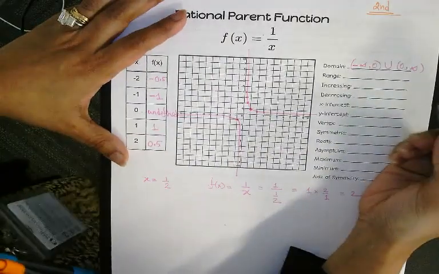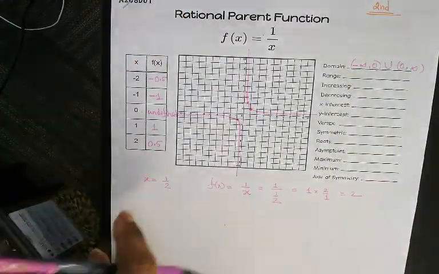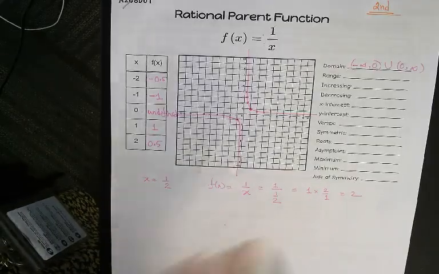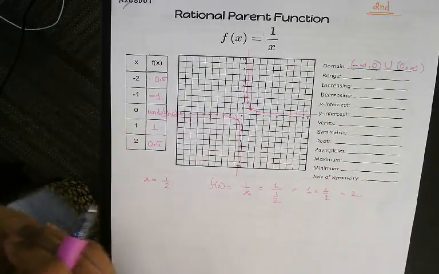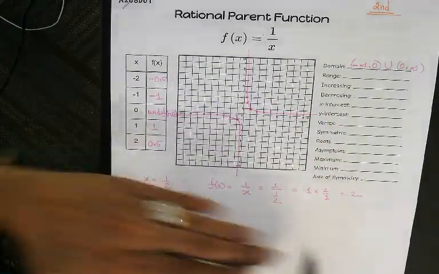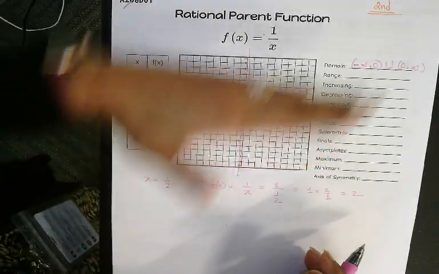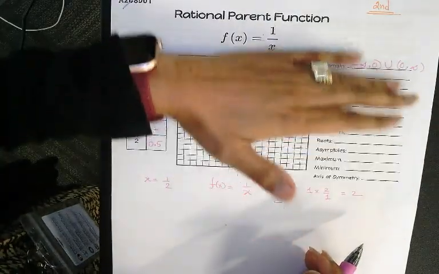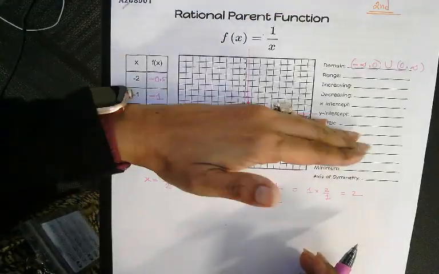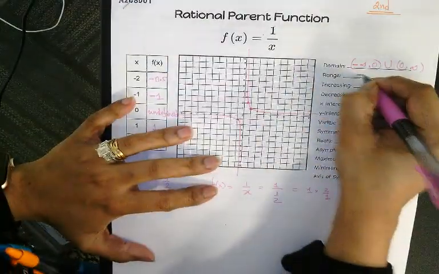And then the range. What is the range now? Y values. So what will be the range in this case? What are the values that we have? Negative infinity up to 0, again from 0 up to infinity, because these are all the Y values, so we are getting all of that.